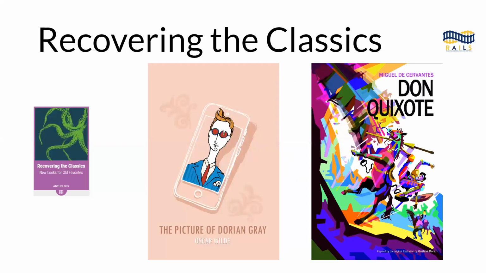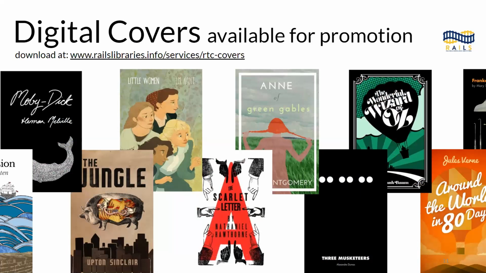We also have the Recovering the Classics collection, which is a collection of classic books that are in the public domain, and then artists have reimagined and recreated covers for those books. And so all of those titles are available to read on Biblioboard. And then the covers are available for you to download to use for marketing and promotion, or whatever you want to use them for. And I've put the link to access those covers. You can actually access those on the Rails website, so railslibraries.info. You can grab those covers, download them, like I said, and sort of make whatever you want from those. It's a pretty exciting resource.